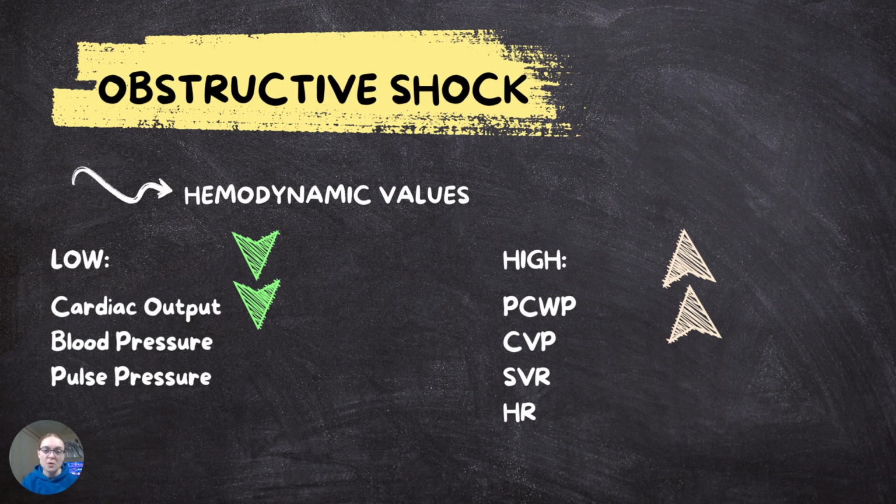So if you remember the image that I just showed, remember the cardiac silhouette was pushed over to the side due to that pneumothorax. So it's no wonder that all of those values are significantly lower. Our high values are going to be our pulmonary capillary wedge pressure, our CVP, our systemic vascular resistance, and our heart rate.